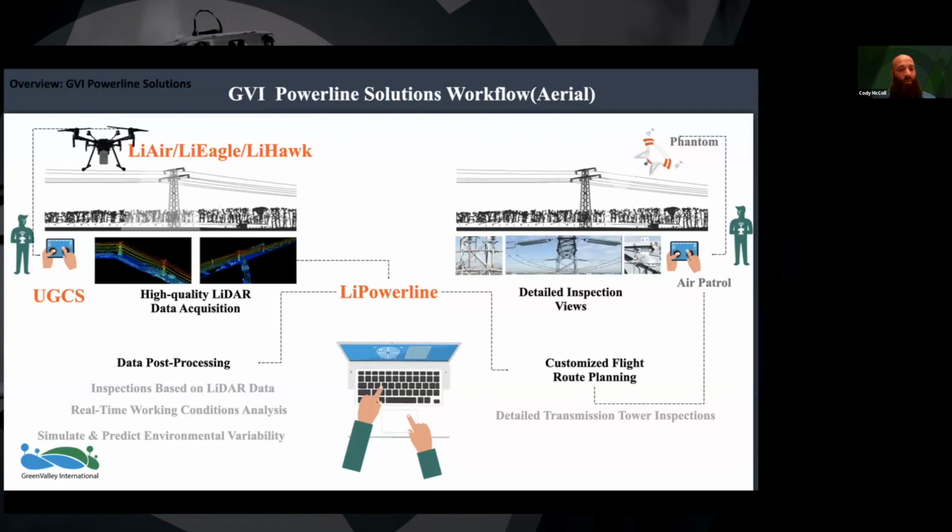From there, it goes into data post-processing, which would be LiPowerline, specifically looking at inspections based on LiDAR data with real-time working condition analysis, which simulates and predicts environmental variabilities. From there, you would have customized flight route planning, detailed transmission tower inspections, air patrol, and the use of an RGB-based drone to capture high-quality HD images so that you can get true inspection of your power lines. Next slide.